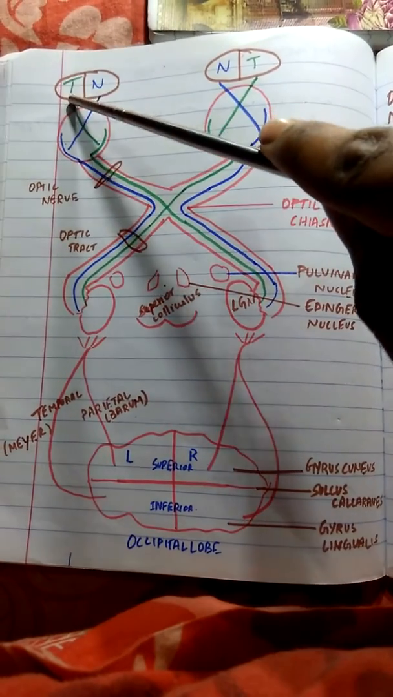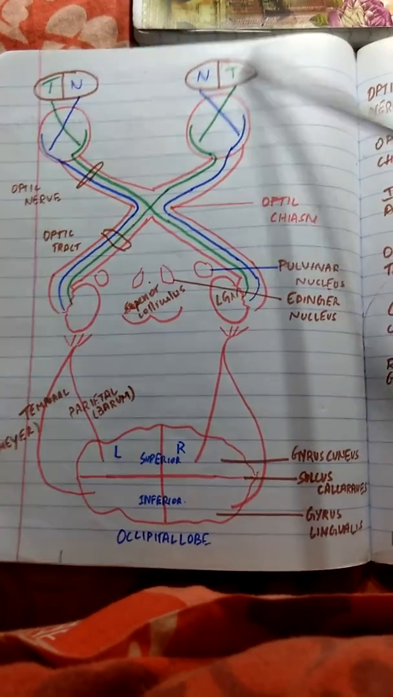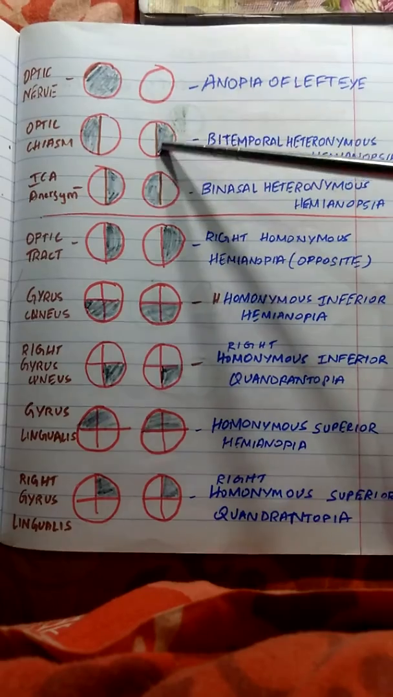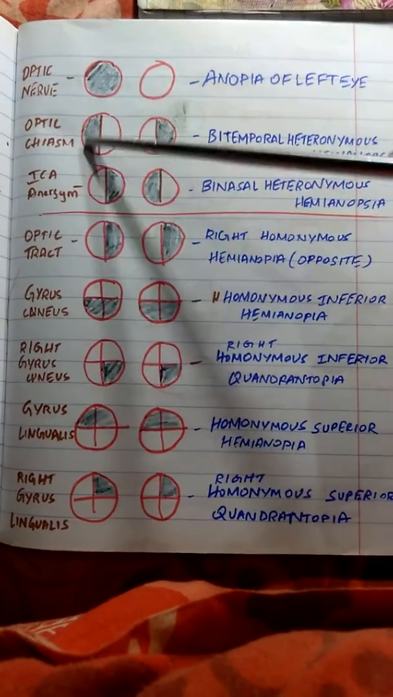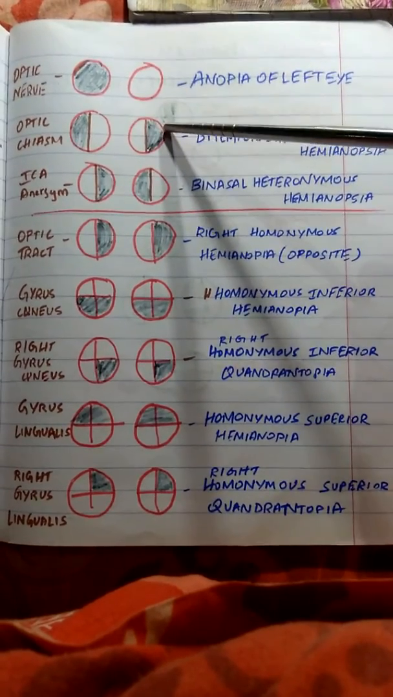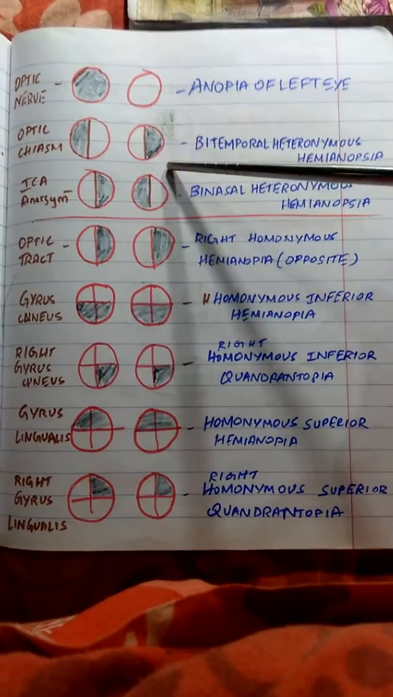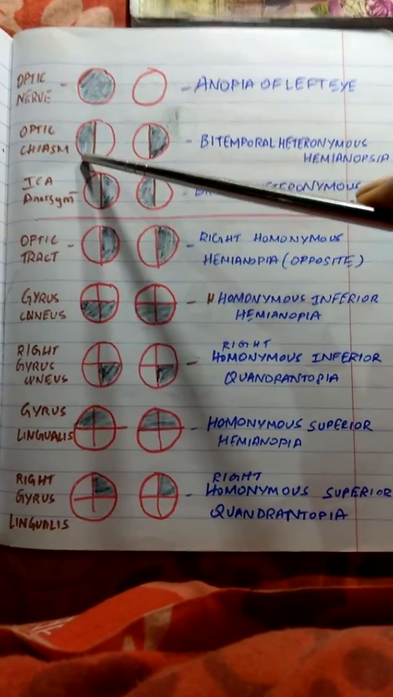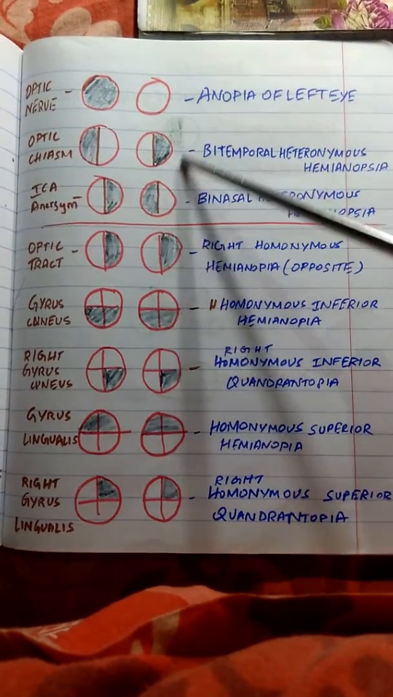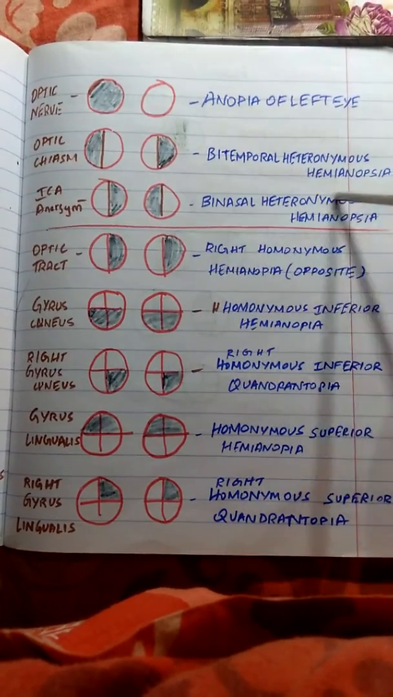So half of this field will be blind on both the sides. We will have something like this, in which this side will be blind and this side will be blind. Since both the temporal sides of the field are not visible, we call it bitemporal. And since here the left side is affected and here the right side is affected, we call it heteronymous. And since only half of the visual field is affected in one eye, we call it hemianopsia.